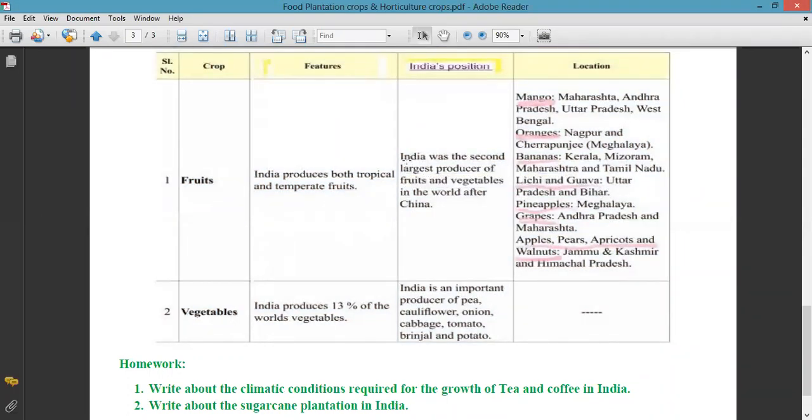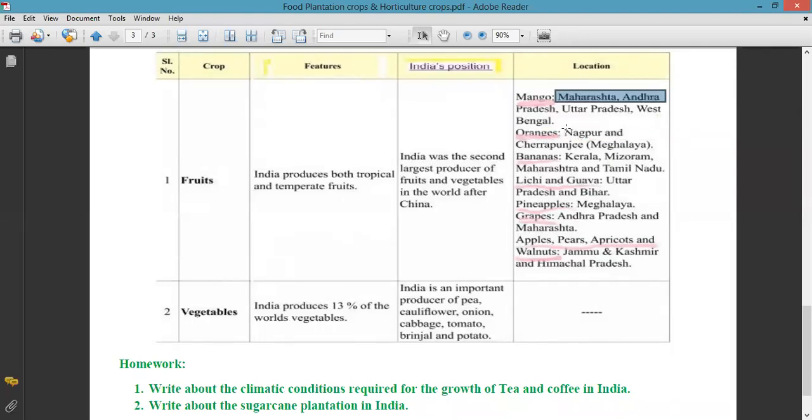Okay. India is the second largest producer of fruits and vegetables after China. China is the first country in the production of fruits. N number of fruits are grown by Chinese people. India is second. State wise, here some number of fruits are listed out. You just read with interest. Mango, mainly grown by Maharashtra and Andhra Pradesh, UP, West Bengal.